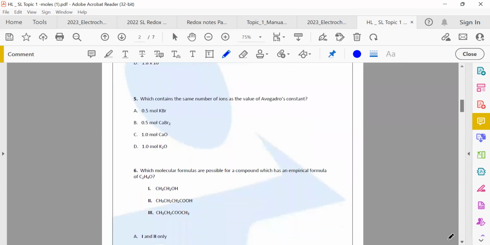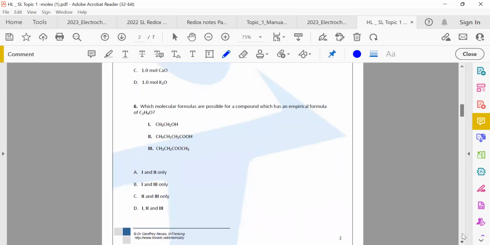Question 5. Which contains the same number of ions as the Avogadro constant? So ions in this case refers to the cations and anions in total. So basically you can see this gives you 0.5 times 2. So that's the answer, because the rest will be 0.5 times 3, 1 times 2, and 1 times 3. So that's not the answer, because Avogadro constant is about 1 mole of something. So the answer is A.